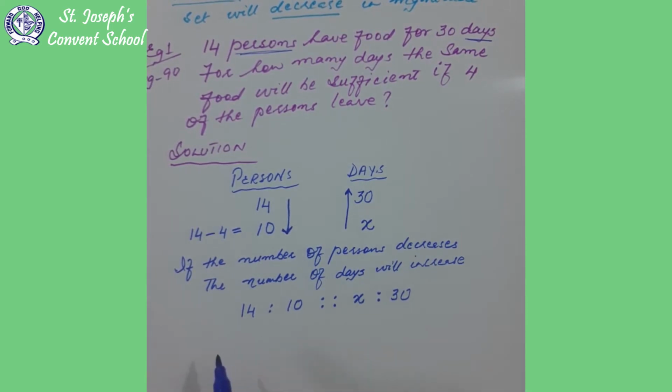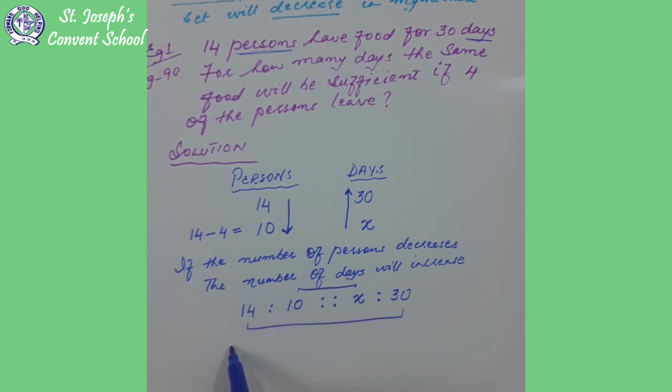Now according to the proportion formula, you multiply the extreme values. So you will multiply first and last. Okay, so it will become 14 into 30, and mean values will multiply.